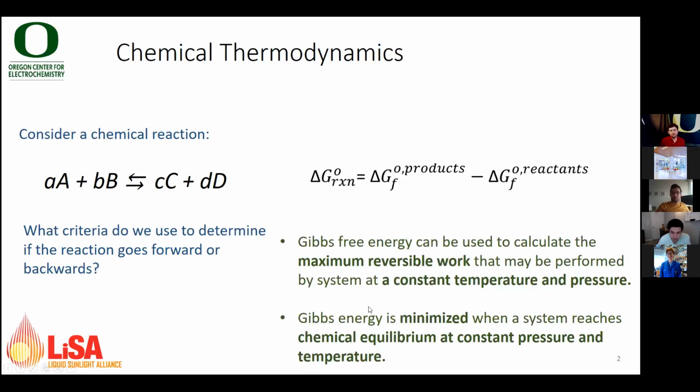So, why do we use free energy as opposed to something else, right? Free energy can be used to calculate, as we'll see, the maximum reversible work that can be performed by a system at constant temperature and pressure. So those are sort of the conditions that we often work at as chemists, right? Another key thing about free energy, Gibbs energy, is that it's minimized when a system reaches chemical equilibrium at constant pressure and temperature. So those are really useful features of the free energy, and why we use them in thermodynamics all the time, and why they're particularly relevant in electrochemistry.